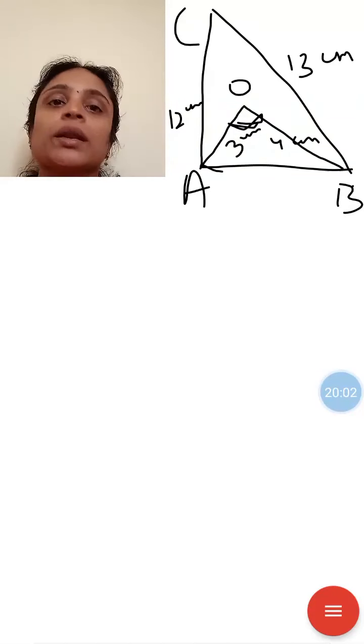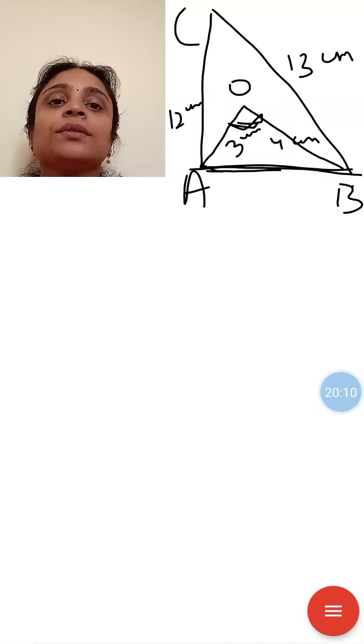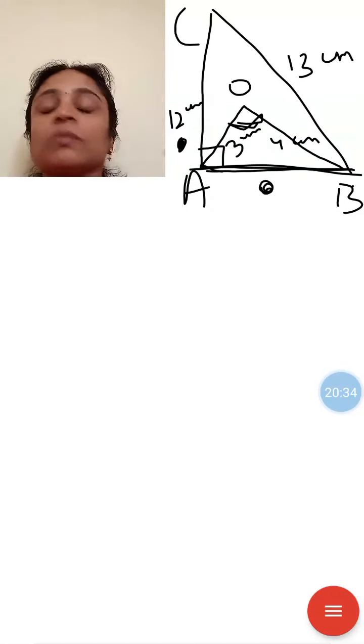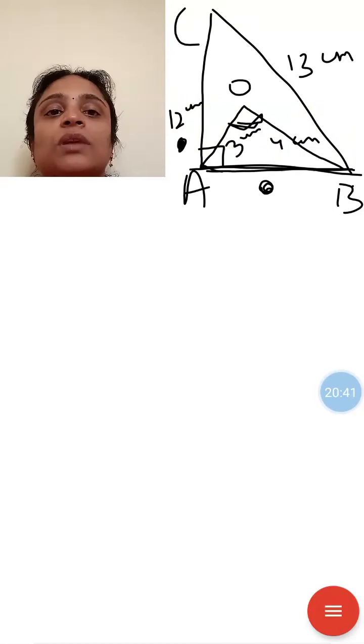And how will you prove that angle CAB equal to 90 degree? We have to find this side AB and we have to prove that AC square plus AB square equal to BC square, 13 square. You have to prove that. Then you can say that this is a right angled triangle. That is, we have to prove the converse of the Pythagoras theorem. Then we can say that triangle CAB is a right angled triangle, which means angle A equal to 90 degree.